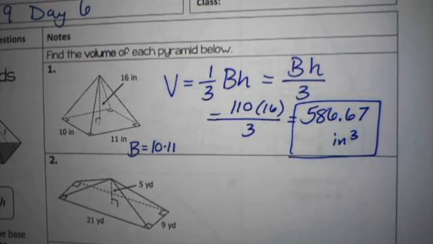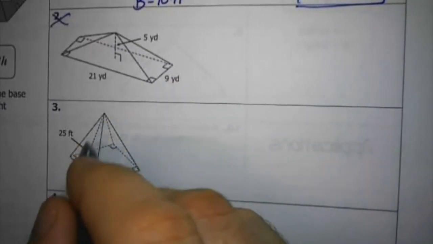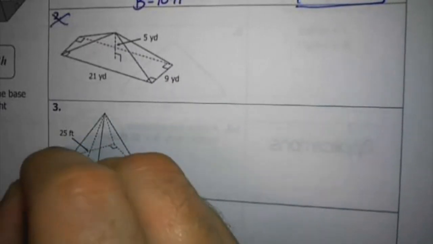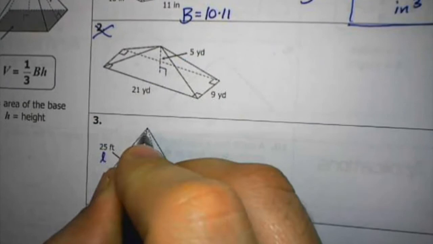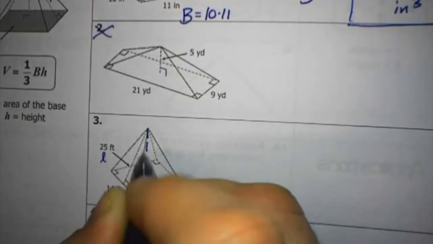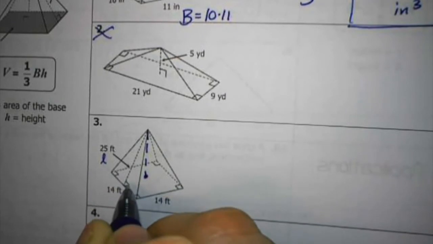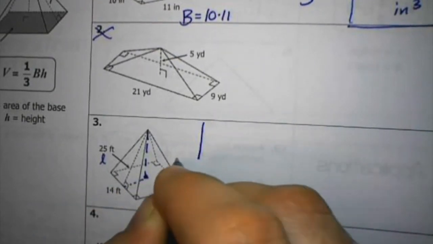All right, so let's jump down. We're going to skip number 2. We're going to do number 3. Now, this is different because they give you slant height. I don't want that for the height of my pyramid. I want the actual height. So I'm going to draw in what the actual height would be, to the center of your rectangle, and it forms a right triangle, which looks like this.